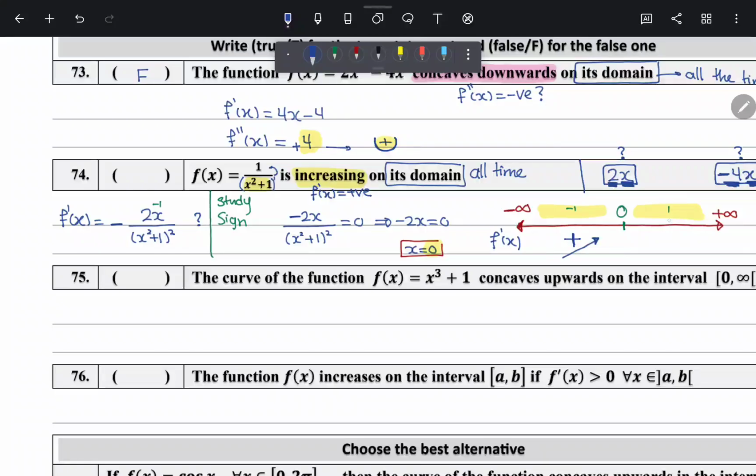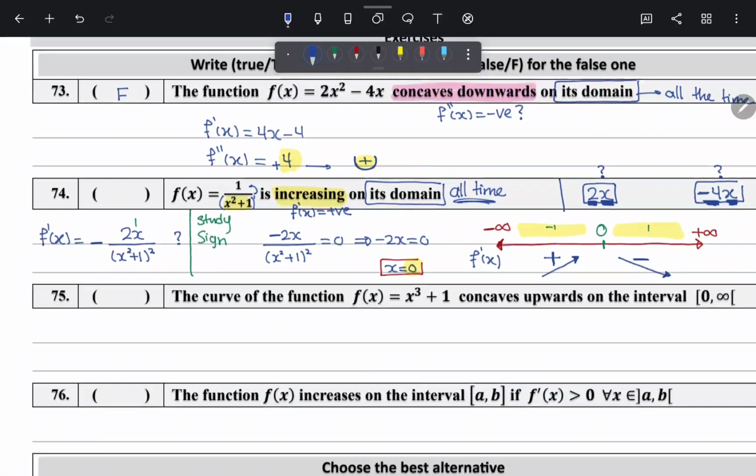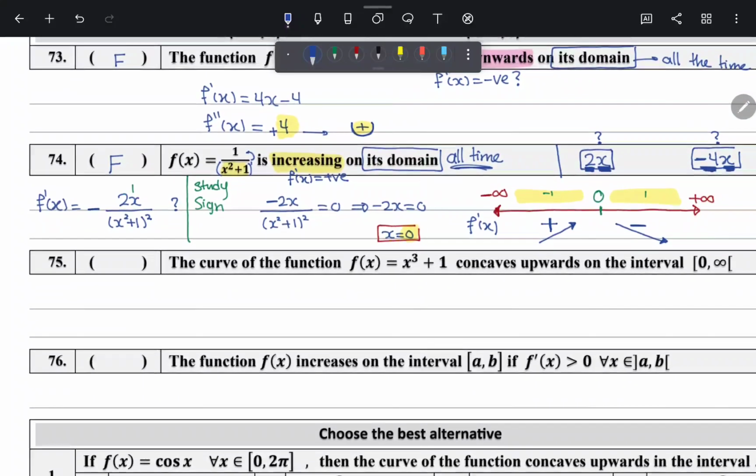Now, let's choose something else. We chose 1. Let's put 1 here. So if you put 1, negative 2 times 1 is negative 2. So it's negative on top, and in the denominator, it's positive. So negative over positive is negative. This means that here the function decreases. He says increasing on its domain, meaning all the time. Does it increase all the time? No, it increases from minus infinity to 0 only. So this is why this is false. Okay? Next one, look.